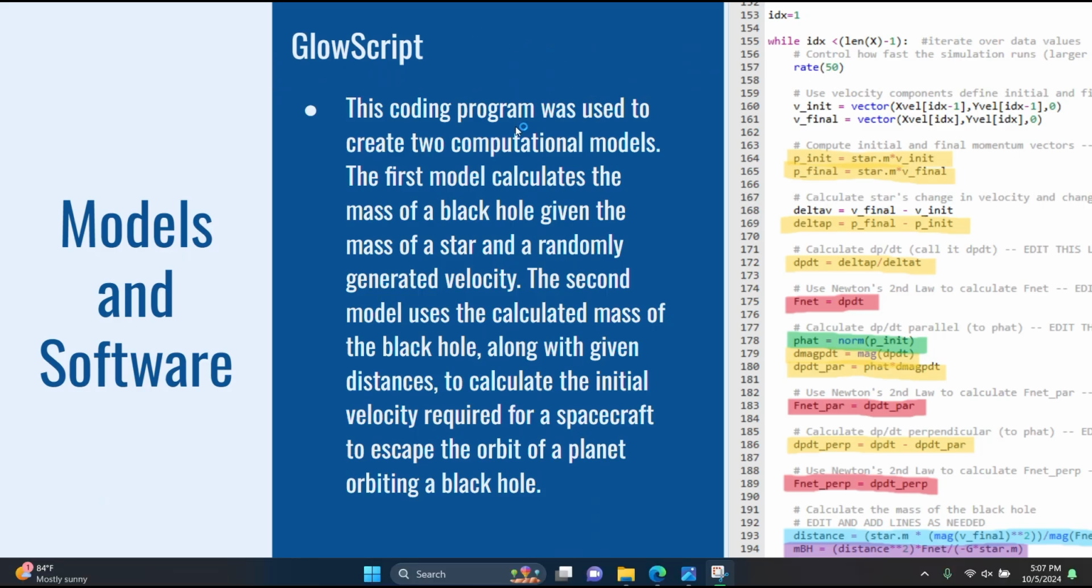The GlowScript coding program was used to create two models. The first model calculates the mass of the black hole, and the second model allows me to test velocities to determine if the ship would escape. On the right there is just a sample of the code used.